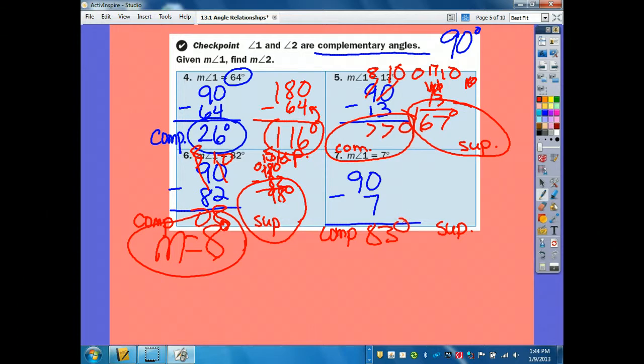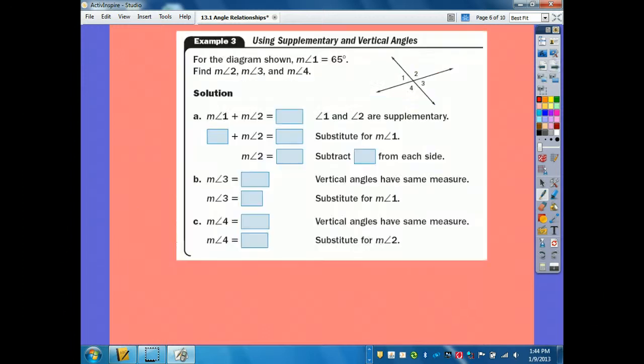Circle your answer, and it's labeled. Pick a girl. Nicely done. Questions on any of these? We're good to go? Next page.